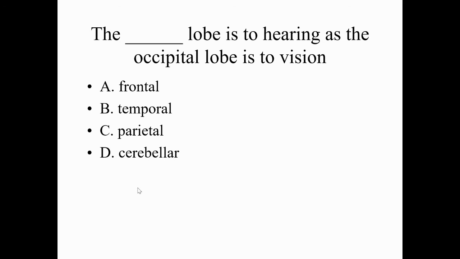All right, so the blank lobe is to hearing, as the occipital lobe is to vision. Okay, so which one of these does hearing? The answer is B, temporal lobe. Temporal lobe does hearing.